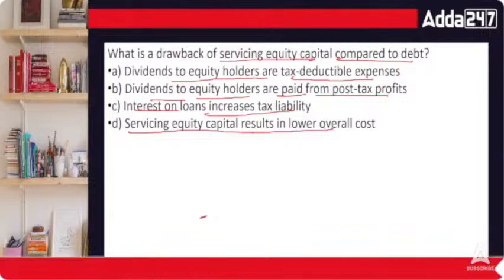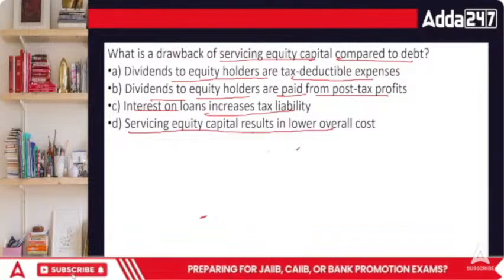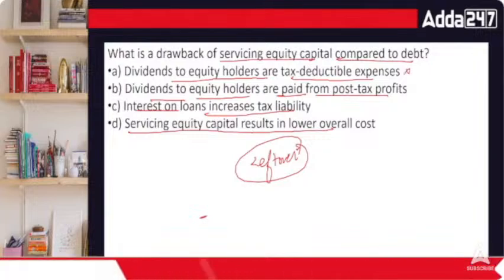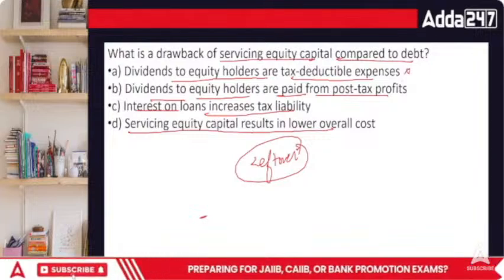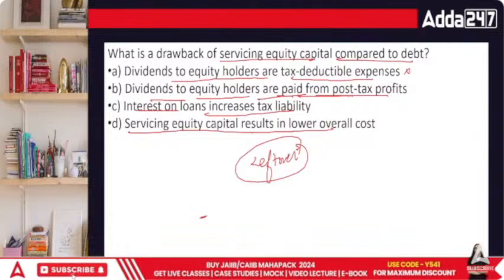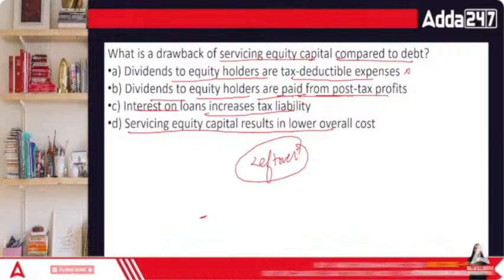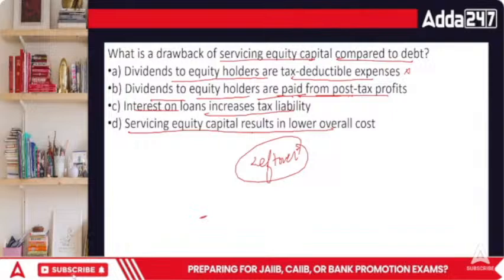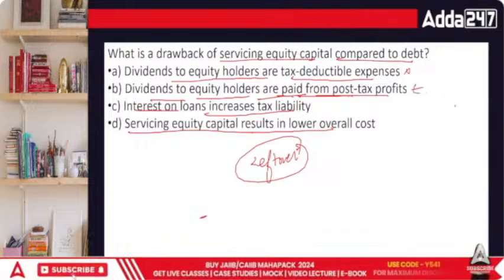But the equity shareholders have one problem. No doubt they get the leftover, and if the leftover is a significant amount, they're really happy. Dividends to equity shareholders are actually not tax deductible. This is one particular area. Dividends to equity shareholders are paid from the post-tax profits. This is correct. After the company has got their income, they have paid their interest. Whatever is left from that amount, they pay to them. This is a post-tax profit.